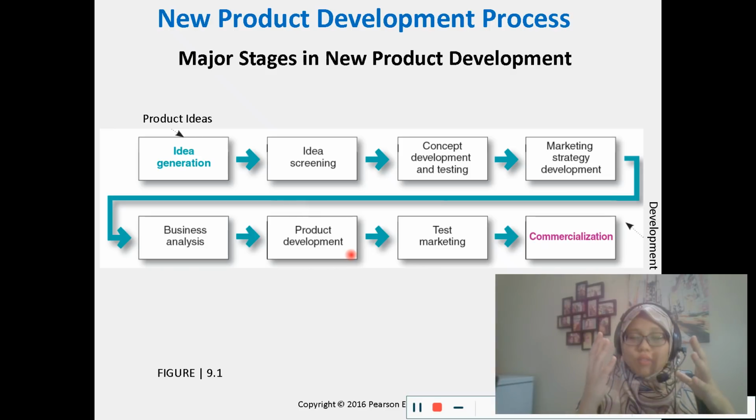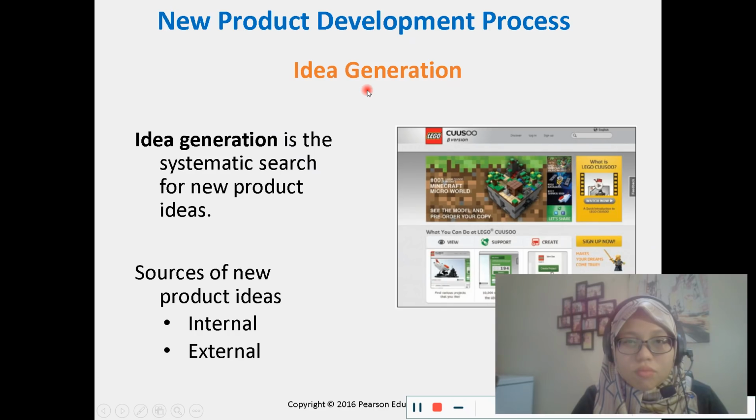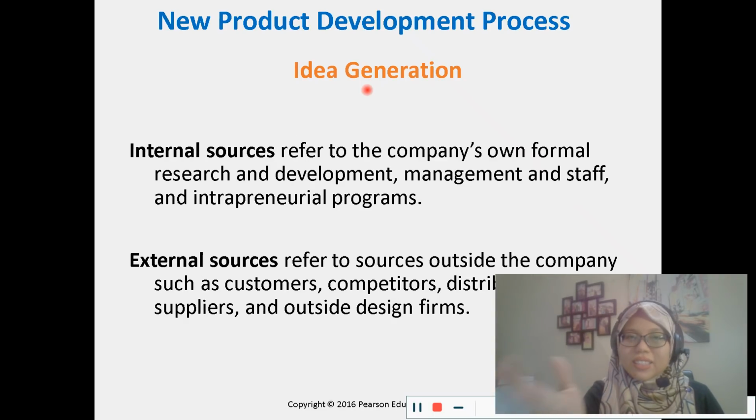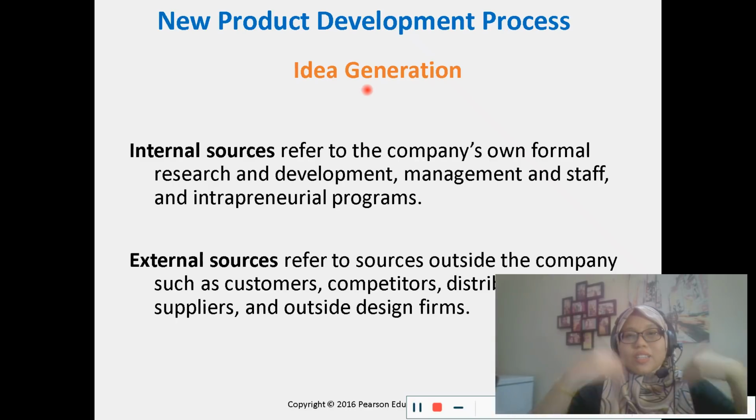So of course, your idea can come from internal sources or external sources. Okay, ini yang kita akan bincangkan. Kita pergi. So, sources of new product, internal, external. So, what is internal and what is external? Dalam kata mudahnya ialah internal adalah di dalam syarikat, external adalah di luar syarikat.